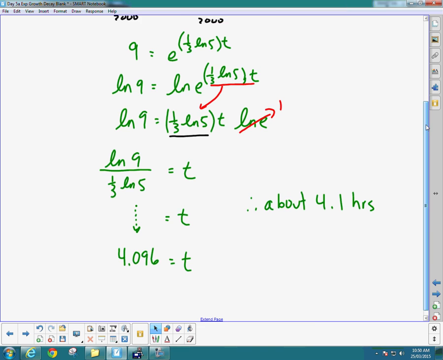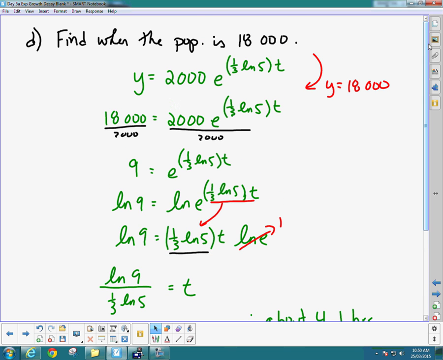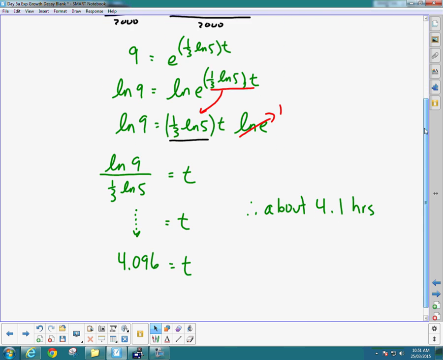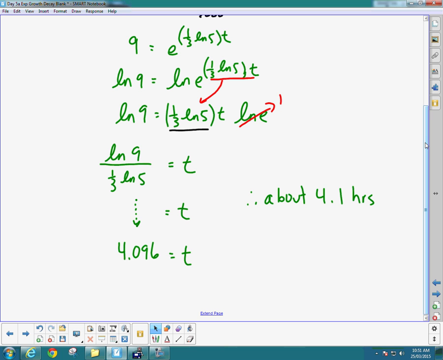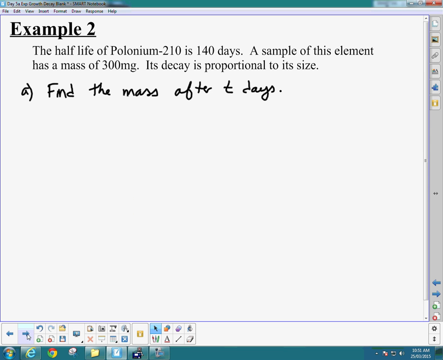So that shouldn't be a surprise. You know, this is 18,000 bacteria. We saw at 2 hours that we're only at 5,800. So this is a lot longer. To get to 18,000, we're at about the 4-hour mark. So we'll pause here while you have a chance to either copy or get caught up, or copy down example 2.